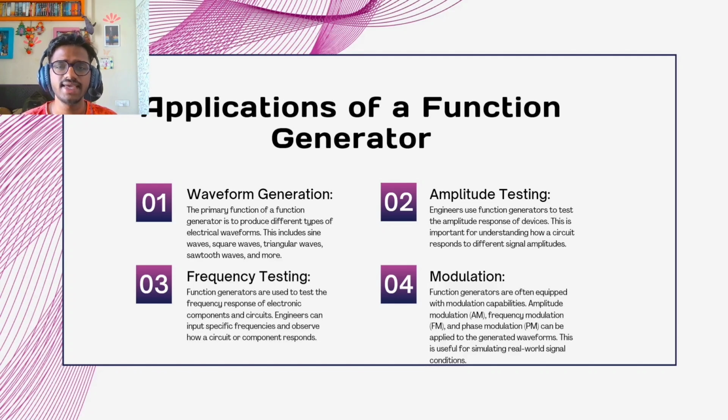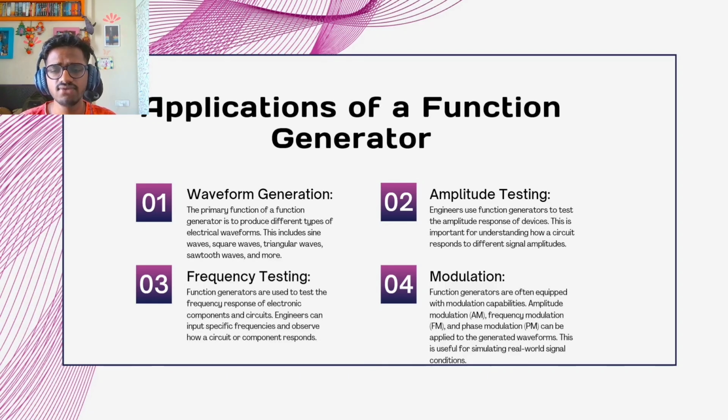Amplitude testing. Engineers use function generators to test the amplitude response of devices. This is important for studying and understanding how a circuit responds to different signal amplitudes. Frequency testing. Function generators are used to test the frequency response of electrical components and circuits. Engineers can input specific frequencies and observe how a circuit or component responds.